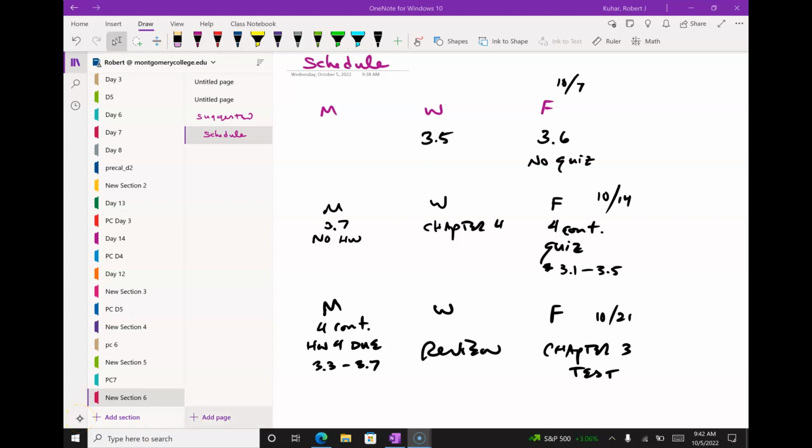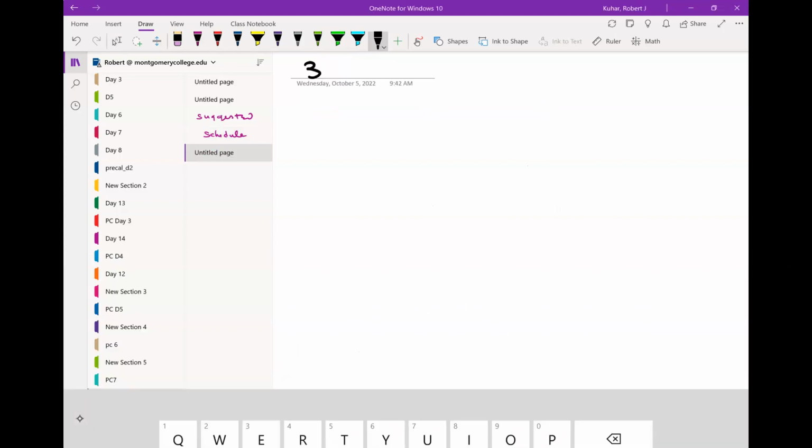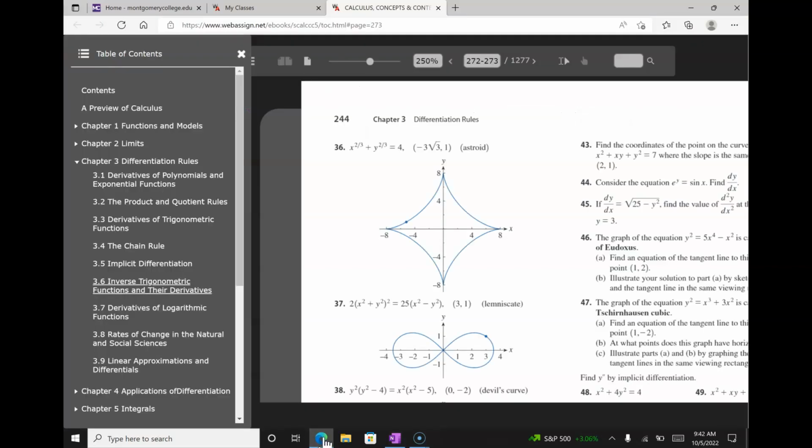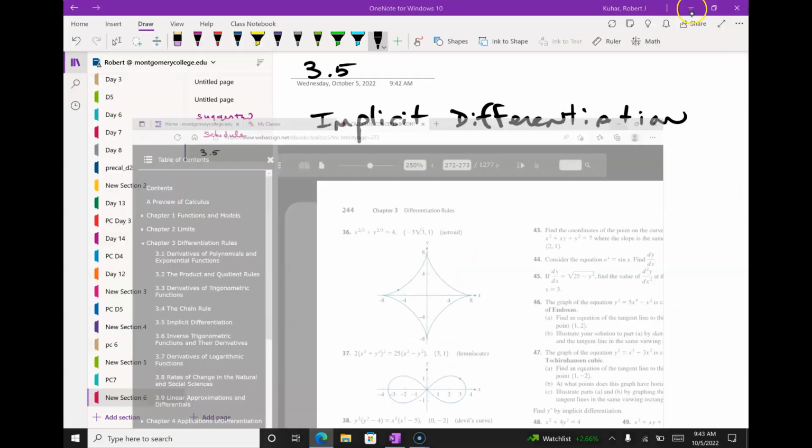Okay, this section is very, very easy. We're talking about 3.5, and we're talking about implicit differentiation. So 3.5, implicit differentiation. Nice.